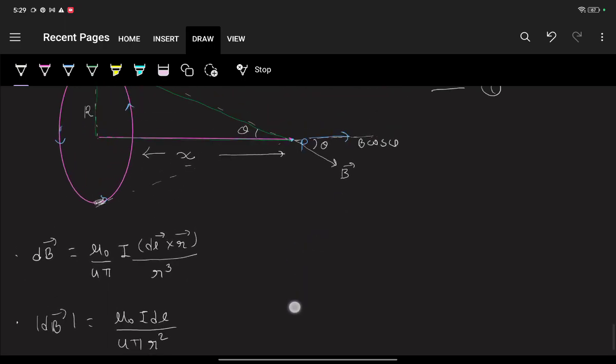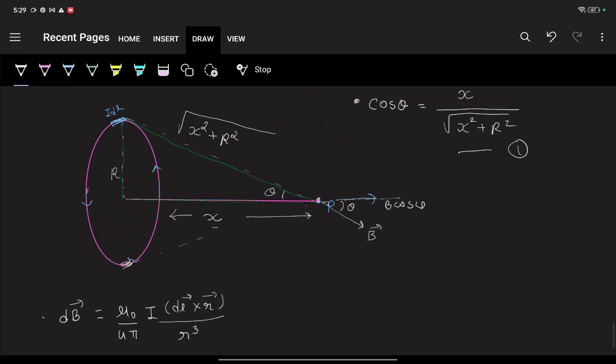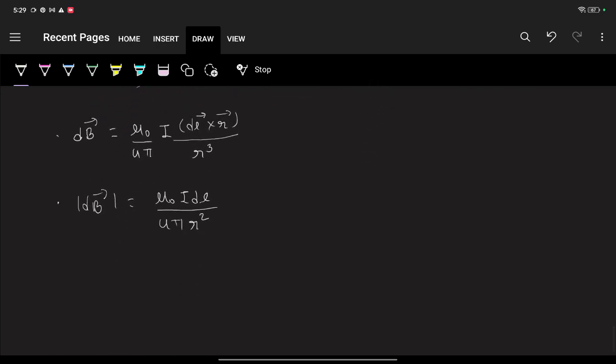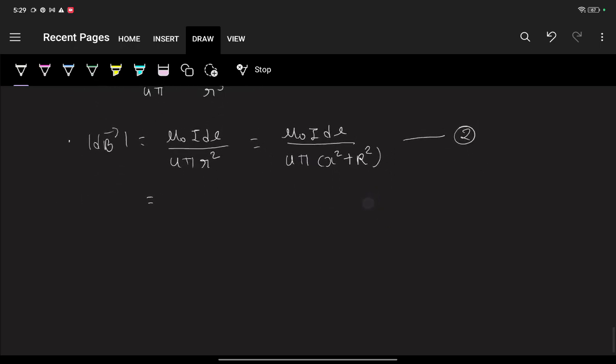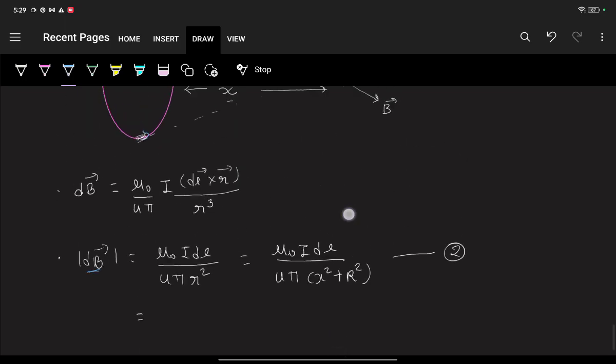Now at this point P, what is the distance r? This is the r distance, right? Yes, sir. So this is r, but here it is r square. So it will become mu 0 I dl upon 4 pi into x square plus r square. Now we need to integrate this, right? This is dB. Yes, sir. Okay, this is dB.